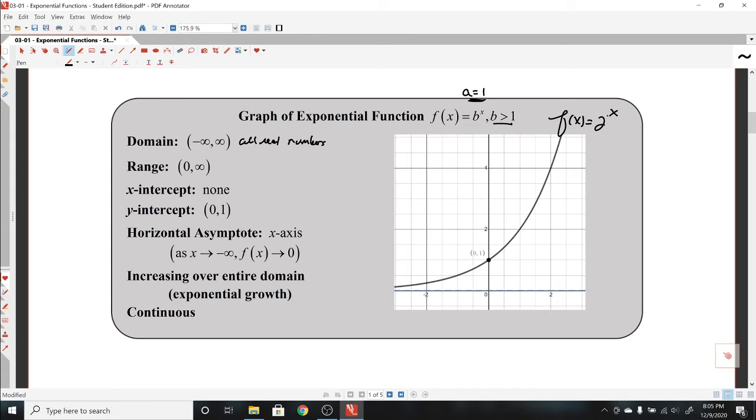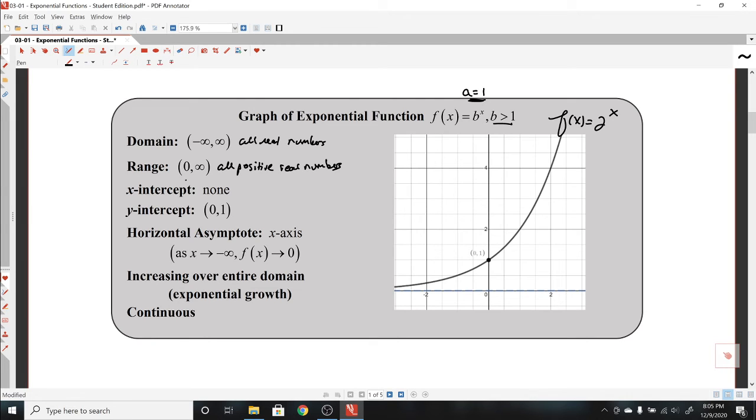However, if I raise 2 to any of those powers, I will never be able to get 0 out, nor will I ever be able to get a negative number out. I will, on the other hand, be able to get out any positive number whatsoever. So the range is all positive real numbers, which we denote by the interval 0 to infinity.